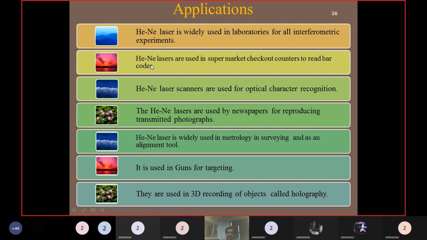Now, helium neon lasers are used in supermarket checkout counters to read the barcodes. And next, laser scanners are used for optical character recognition.